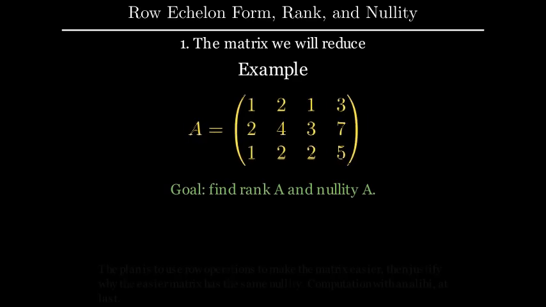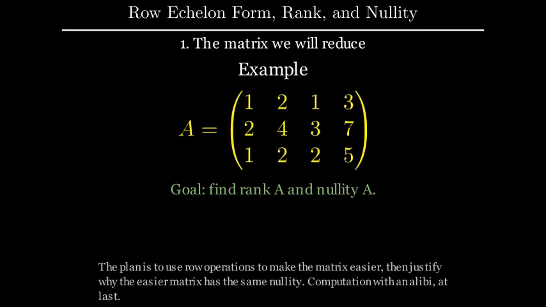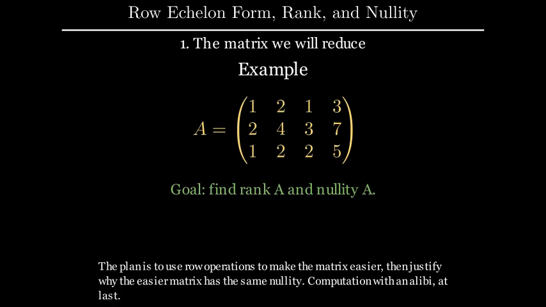The plan is to use row operations to make the matrix easier. Then justify why the easier matrix has the same nullity. Computation with an alibi. At last.